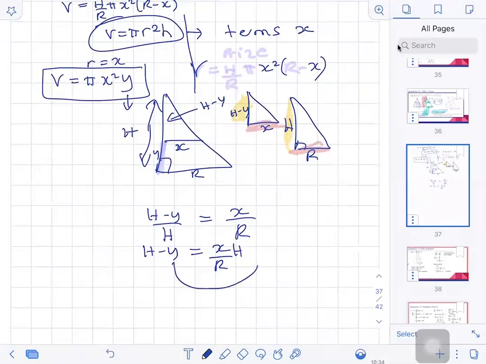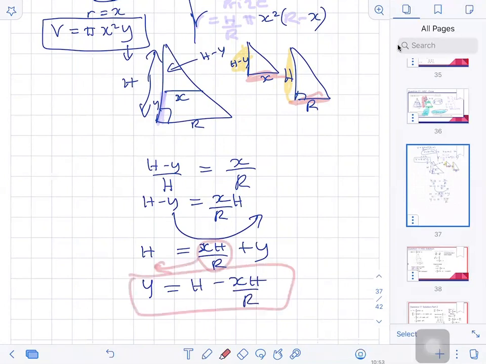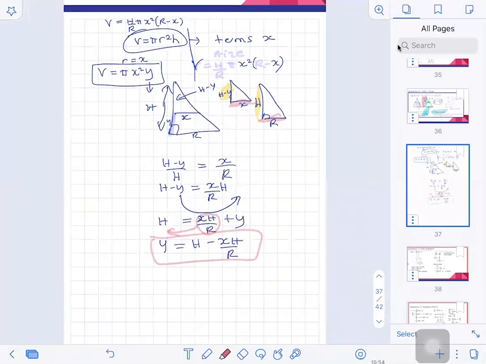Now I'd like to make that a positive y, so I'm actually going to bring that to that side. So it's x big H on r plus y. It just makes life a little bit easier. Then y equals big H minus x on h to r, because I can take this and move it to the other side. Okay, so what's going on now here?